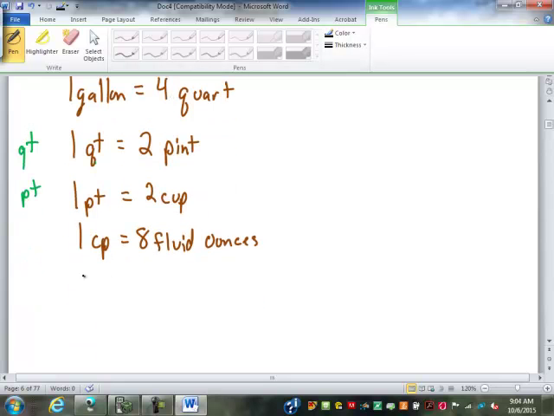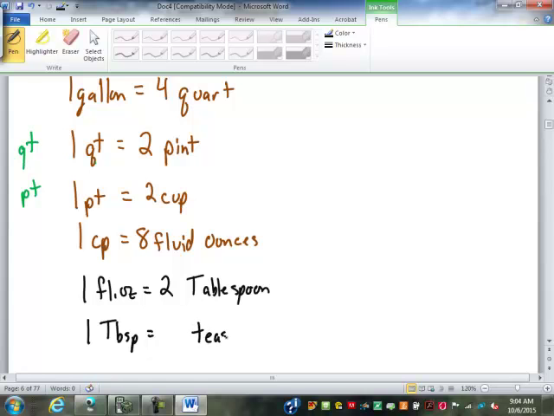Smaller than a fluid ounce, we have the tablespoon. Anybody know how many tablespoons are in a fluid ounce? There are 2 tablespoons in a fluid ounce, or 16 tablespoons in a cup. Smaller than a tablespoon, we have a teaspoon. Anybody know how many teaspoons are in a tablespoon?